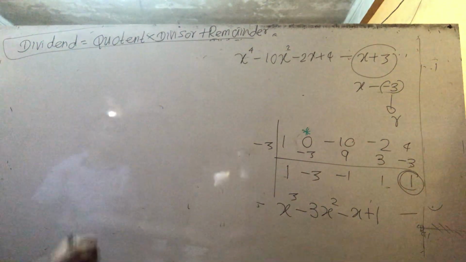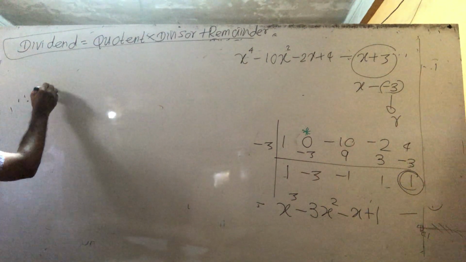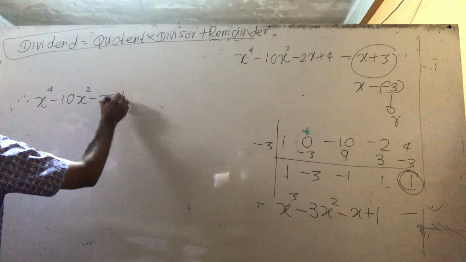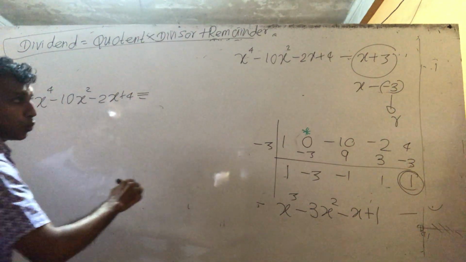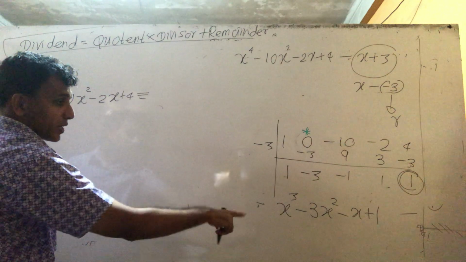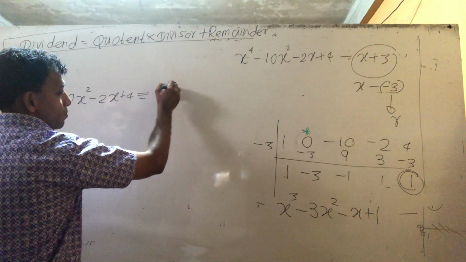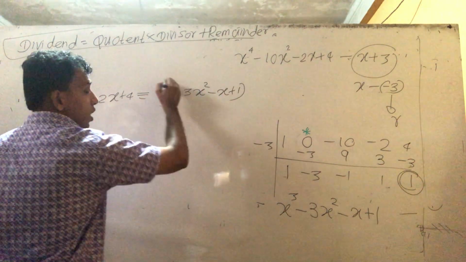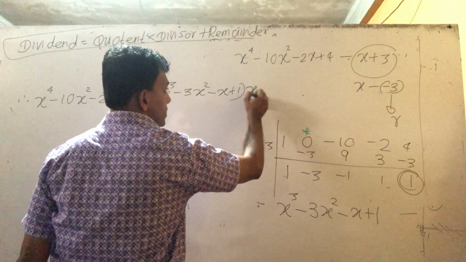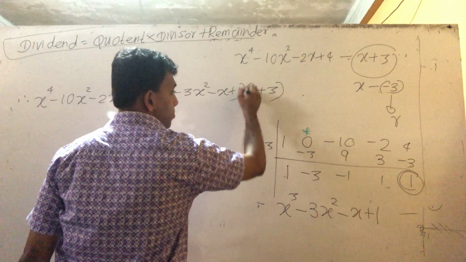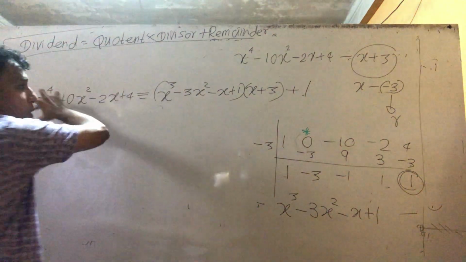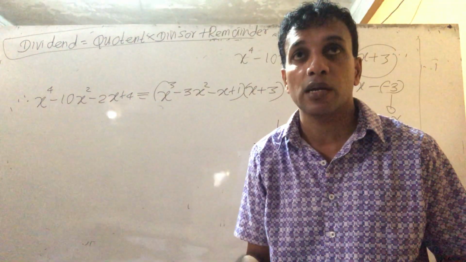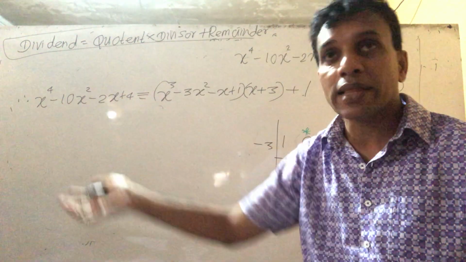This pattern you write, therefore x to the power 4 minus 10x square minus 2x plus 4 is identically equal to quotient into divisor, x cube minus 3x square minus x plus 1, into x plus 3, plus the remainder 1. That is the long expression. If you have any doubt, stop it, try your own knowledge of the long division method and check the answer. We have many other methods in the future.